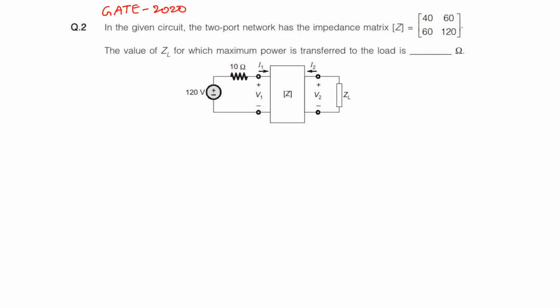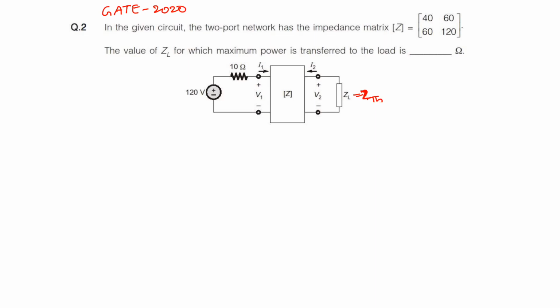In this question, we are going to calculate the value of ZL required for which maximum power is going to be transferred to the load. According to the maximum power transfer theorem, we know that maximum power is transferred whenever ZL is equal to ZTH.